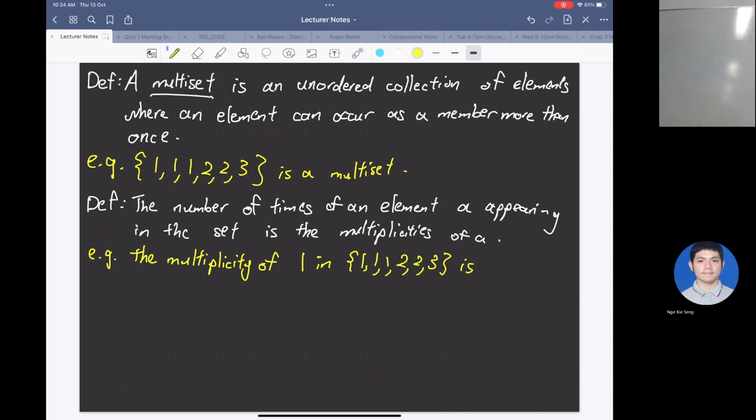What's the multiplicity of 1? 3. Yes. Okay. How about 2? Yes. 3? Yes. Correct. Okay.